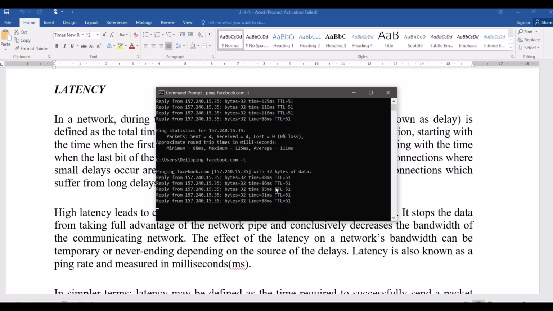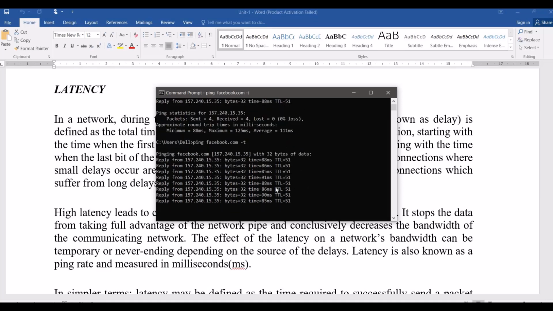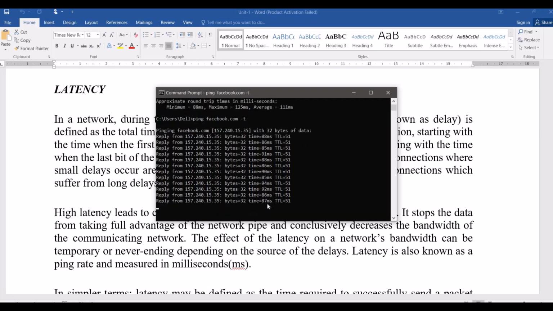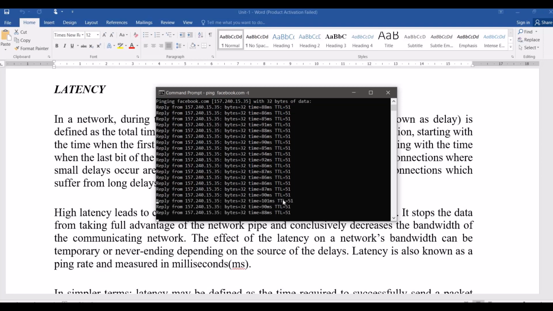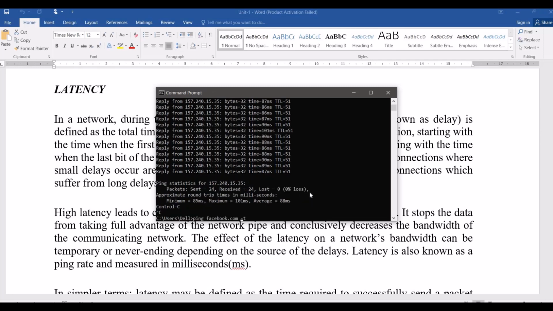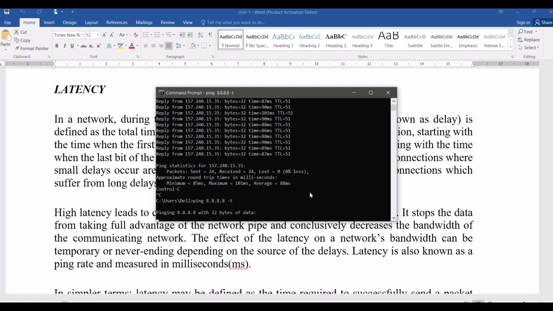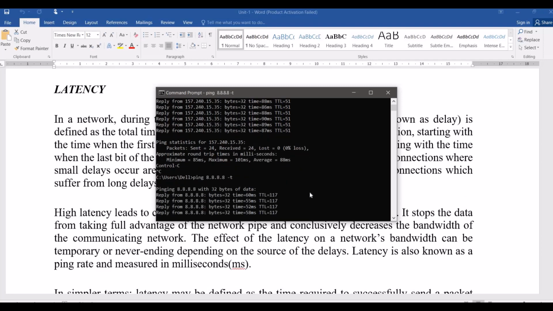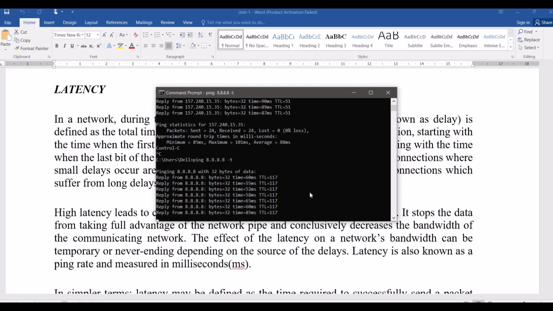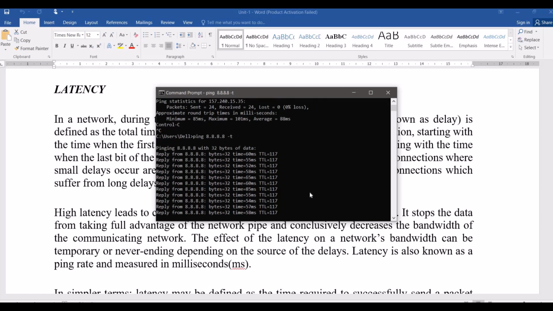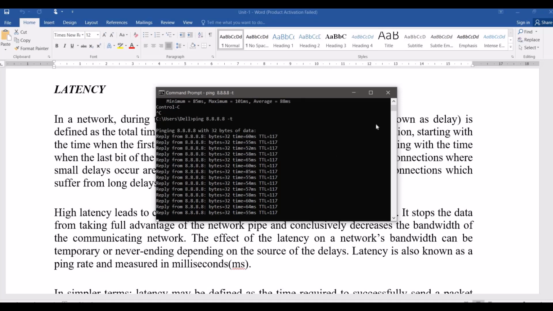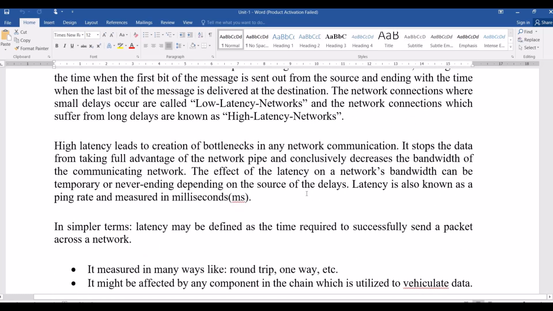Here the latency rate is above 70, and sometimes it crosses 100. Then the connectivity is not so fast in reaching Facebook. But if I'm pinging the Google DNS, 8.8.8.8, right now this Google DNS server is sometimes below 50. Okay, now it is clear that latency is measured in milliseconds.